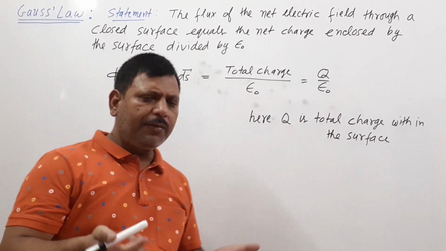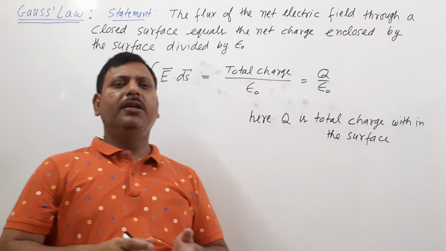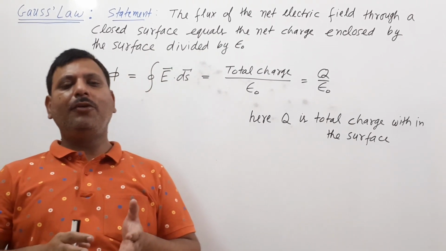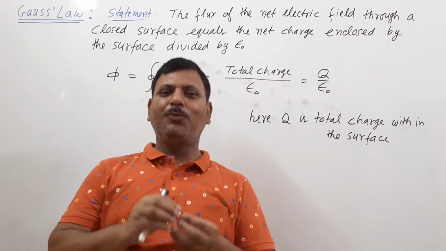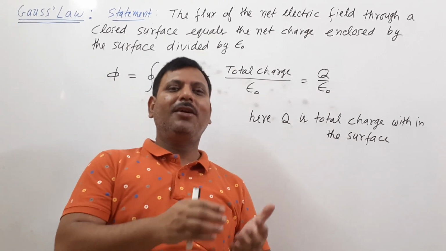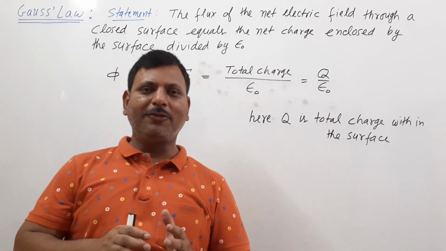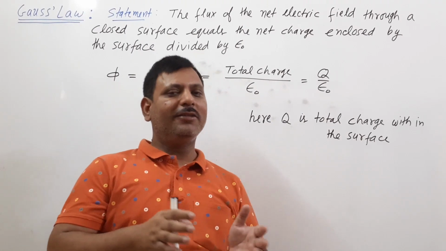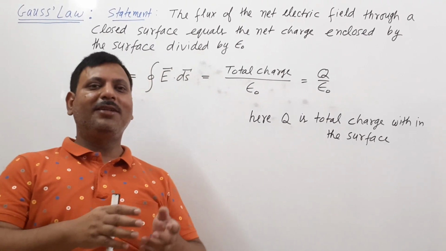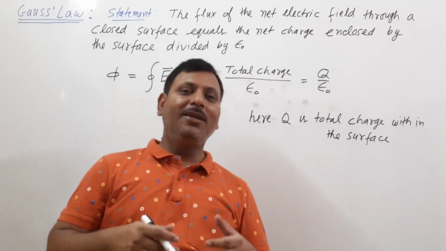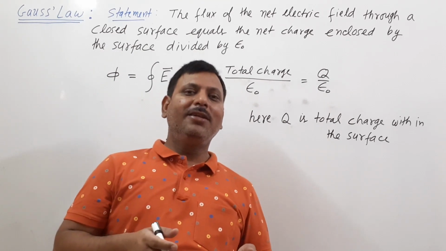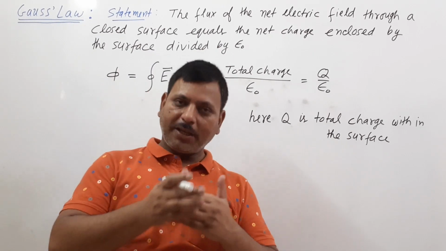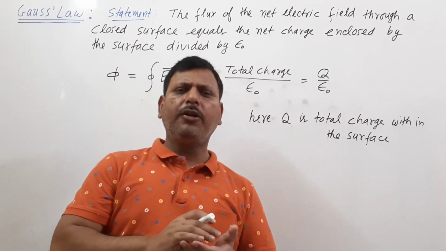See here, we will use this Gauss theorem to find electric field intensity. Actually we know electric field intensity due to point charge is equal to what? 1 upon 4 pi epsilon naught Q upon r square. But there are some limitations of Coulomb's law. Coulomb's law is applicable for point charge, but if there is linear charge distribution or surface charge distribution or a body which has big size, there Coulomb's law is not applicable.